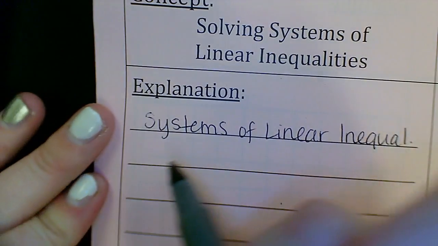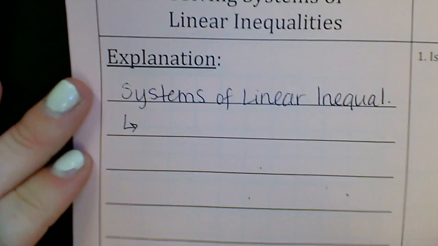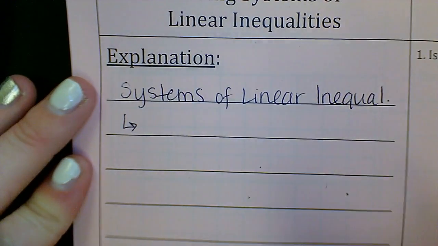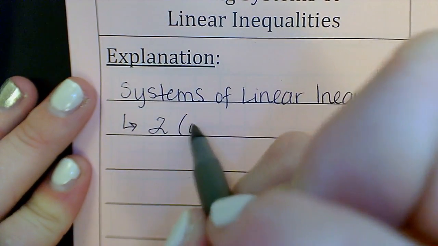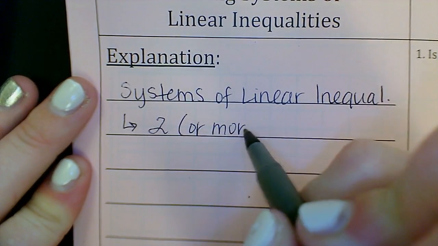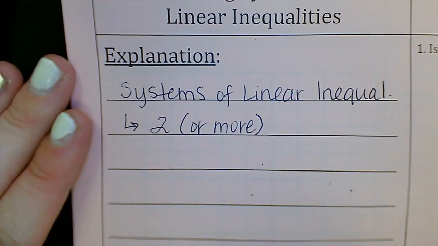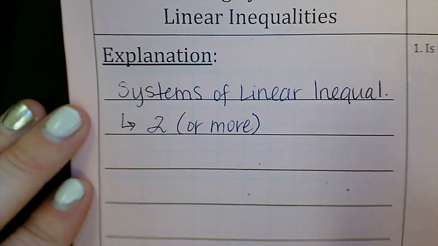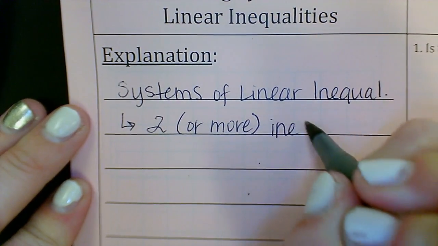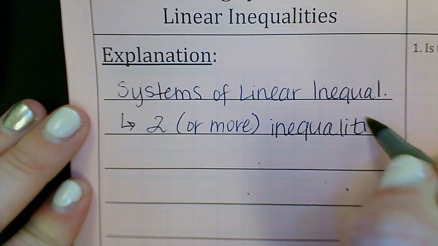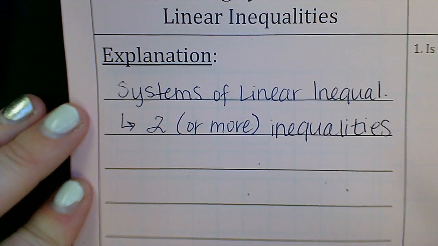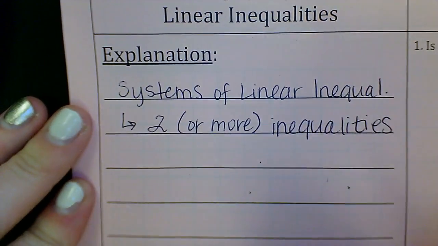When you're given these systems, it'll be the same thing as the linear systems in the sense that you'll be given two. You could potentially get given more than two, but for now, let's just worry about being given two. So you'll be given two or more inequalities. And again, in this case, you're just going to be given two inequalities.